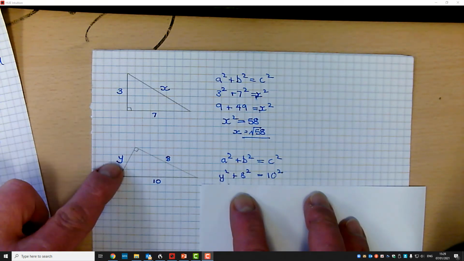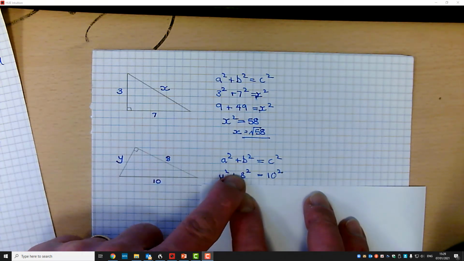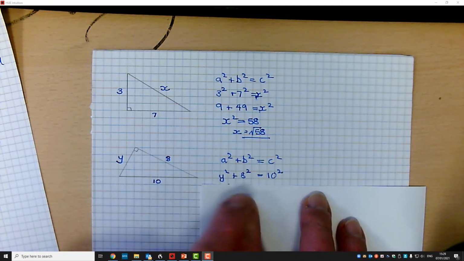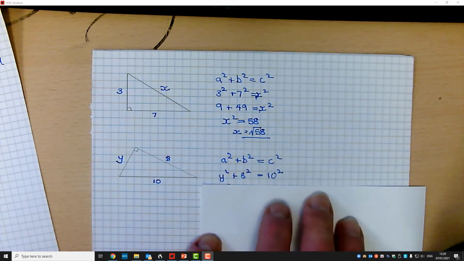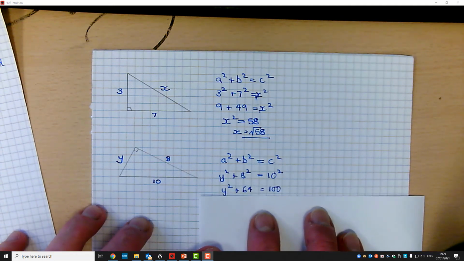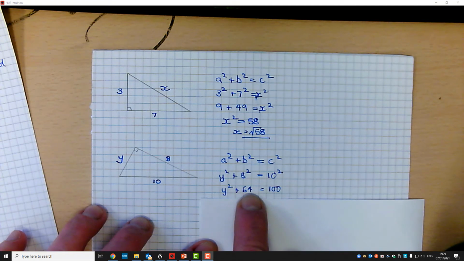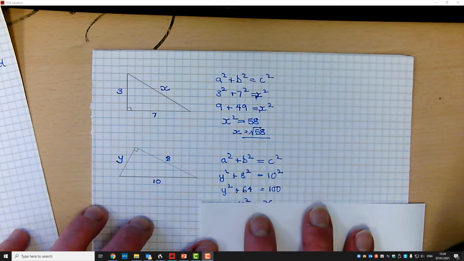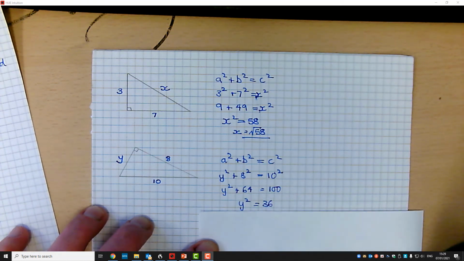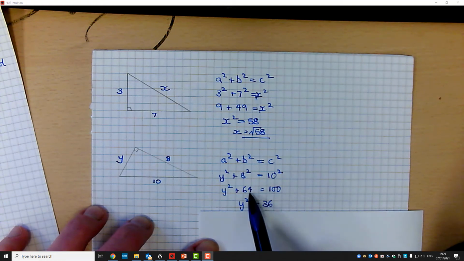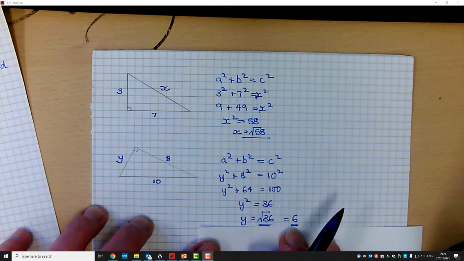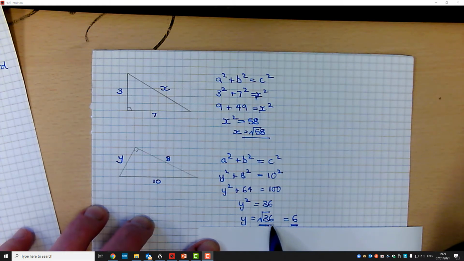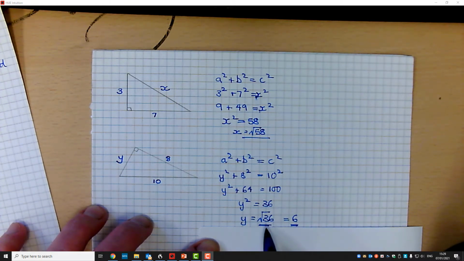So Y squared instead of A, 8 squared instead of B, equals 10 squared instead of C. So we're just putting the numbers in for A, B and C. Well, Y squared plus 64, that's what 8 squared is, makes 100, that's what 10 squared is. So Y squared must be 36. How do we work that out? 100 take away 64 must be 36. So Y is the square root of 36. Okay, we're leaving things as a surd at the moment, but because that's got an actual square root and it's easy to find without a calculator, you could write down 6 if you wanted to.